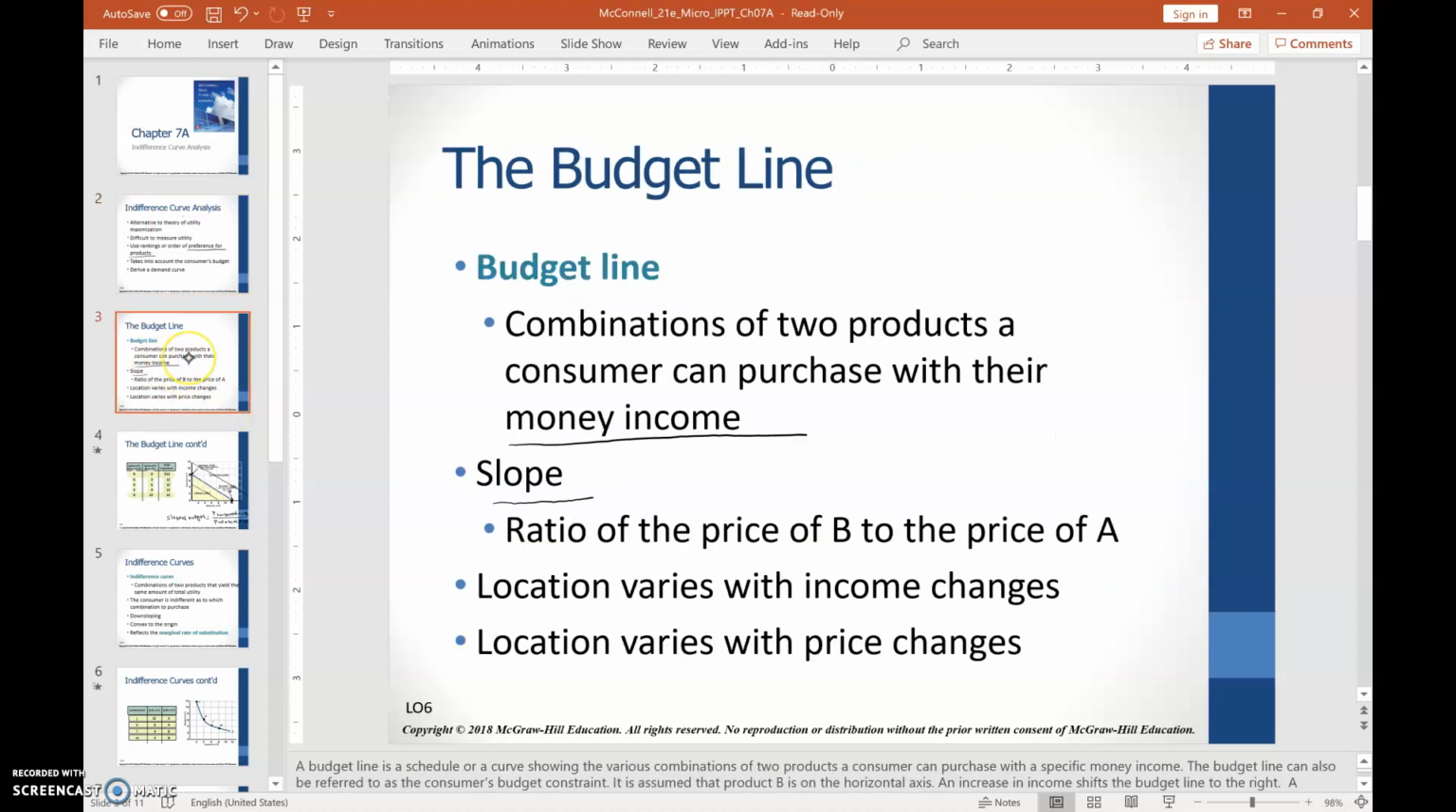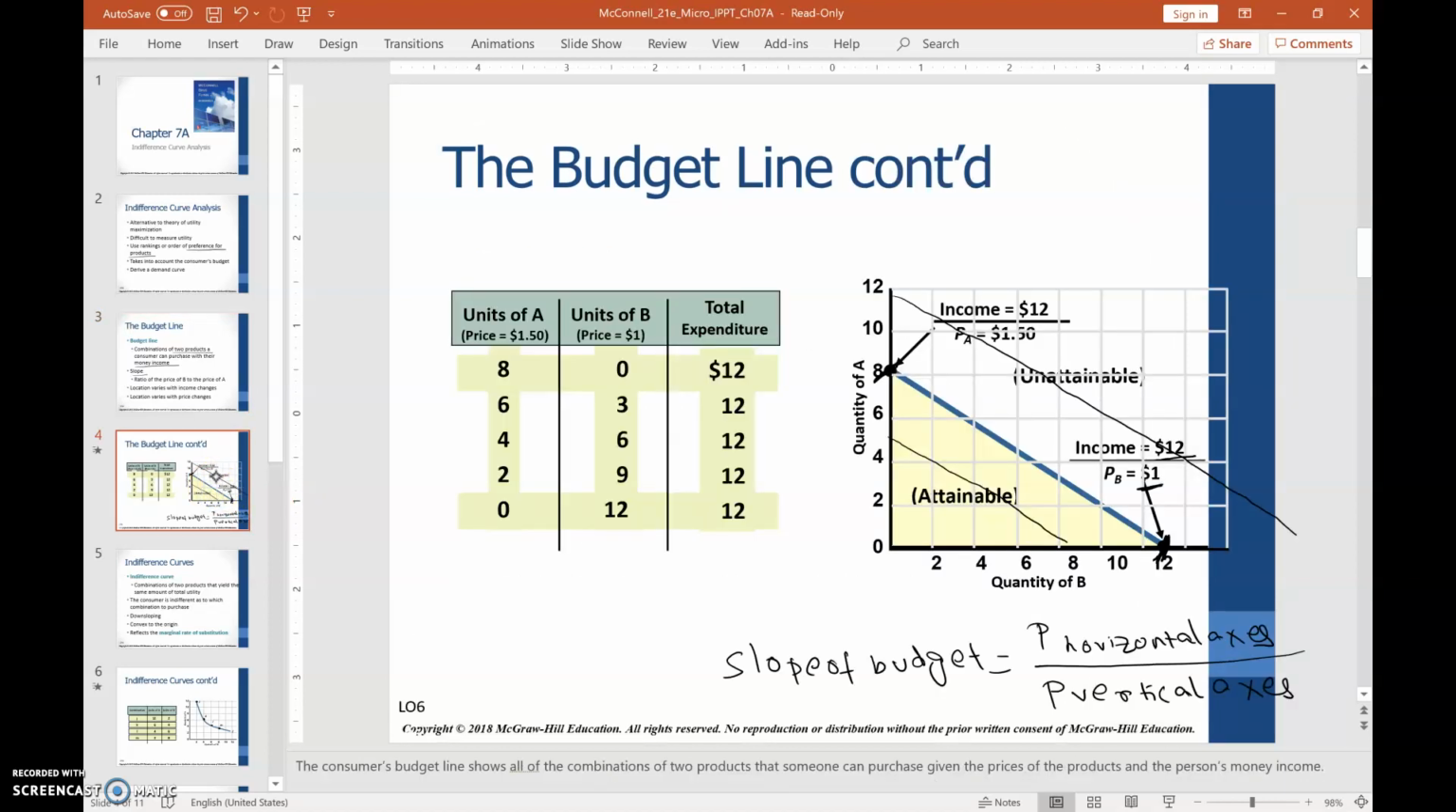So first we can take a look at the budget line. Before looking at the indifference curve, the budget line is showing the combination of two products a consumer can purchase with their money income. The slope of the budget line is the ratio of the good on the horizontal axis over the ratio of the good on the vertical axis.